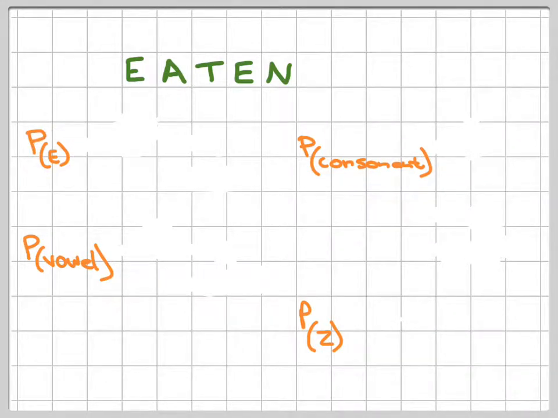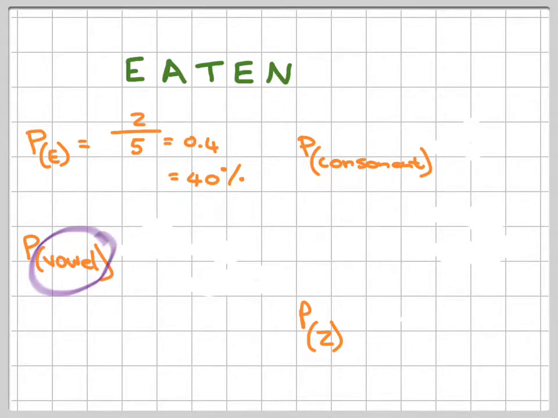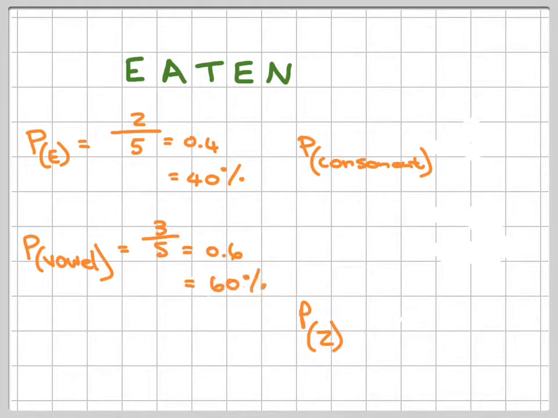Well, there's 2 E's here, 1 and 2. Out of, how many letters have we got there? We have 5 letters. So 2 out of 5 is the possibility, and that would work out to a percentage of 40%. What's the possibility of a vowel? Okay, we know our vowels. They are A, E, I, O, U. So we have 1, 2, 3 vowels. So that would be 3 out of 5, and that would be 60%.